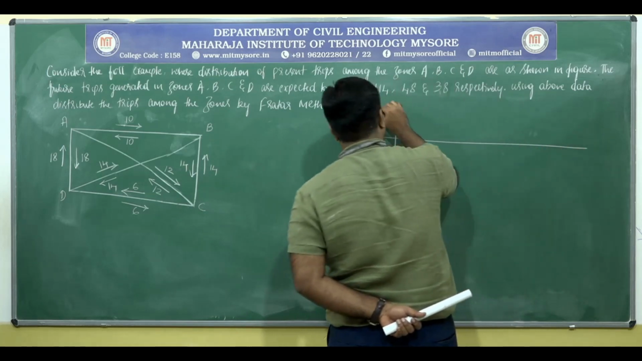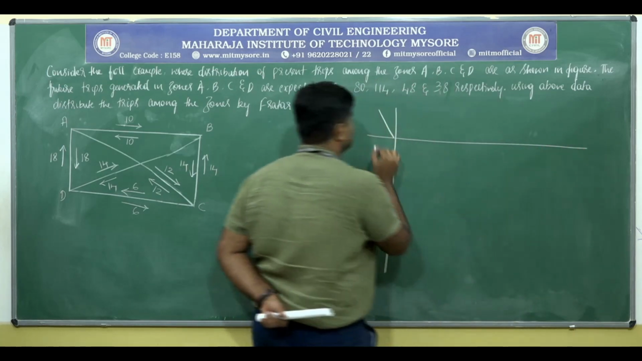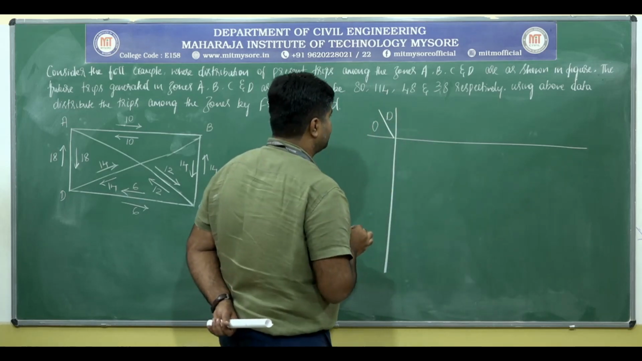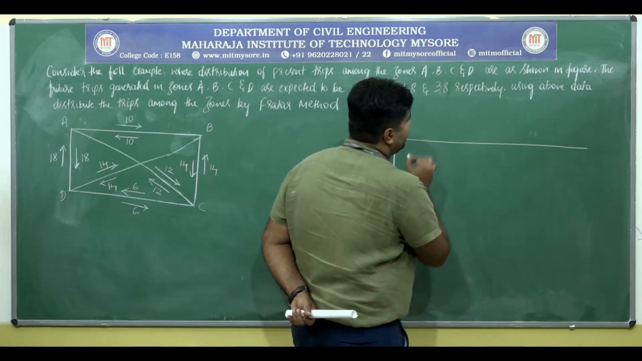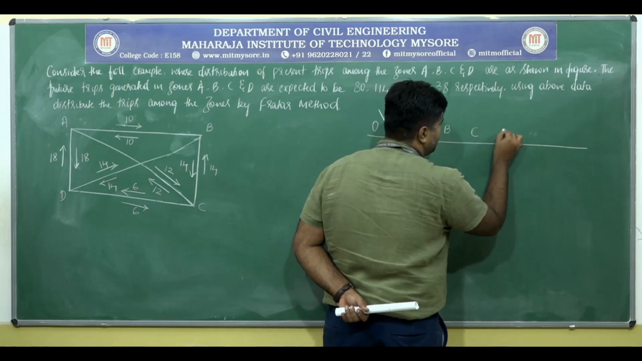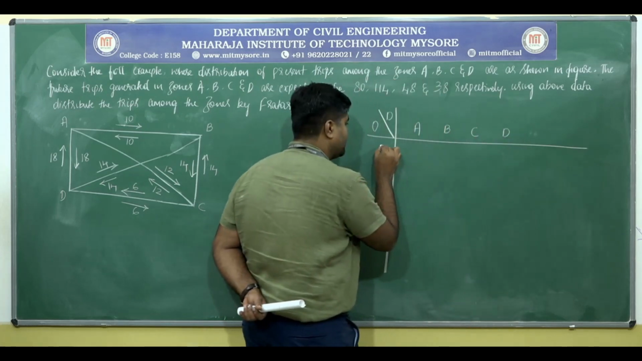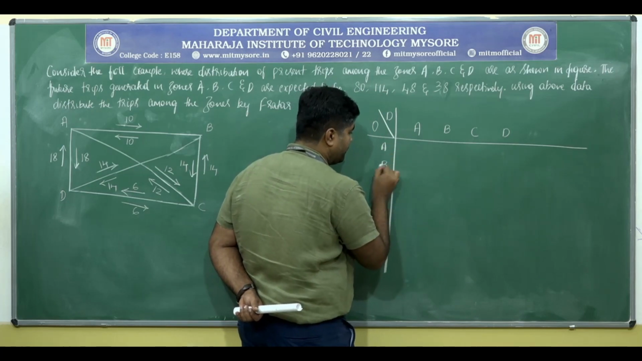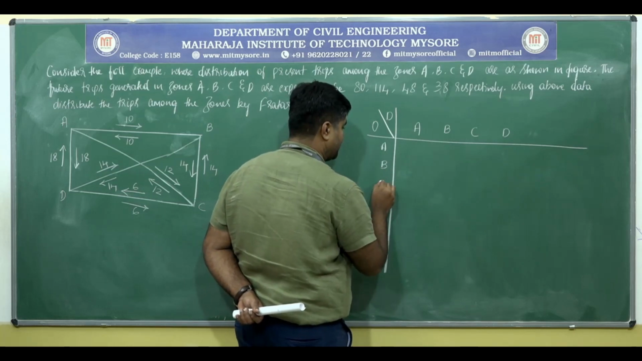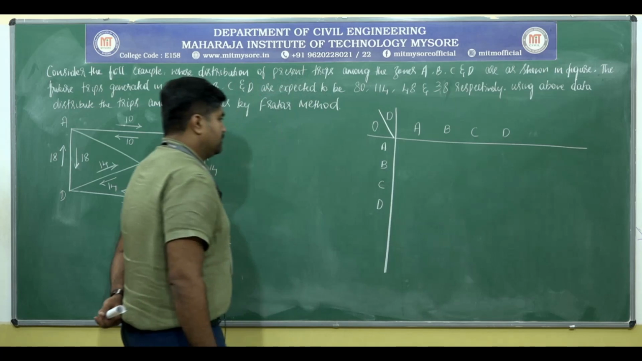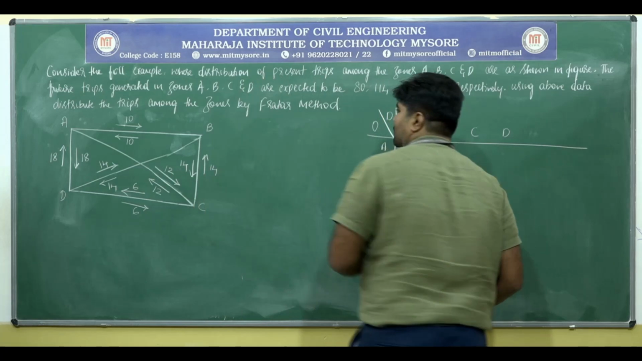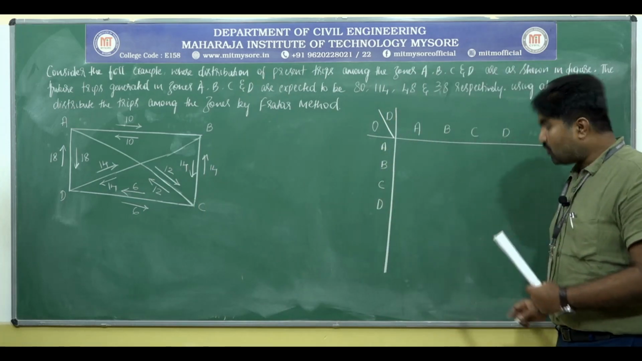Please take down the diagram. This is origin, destination. We have trips between A, B, C, D. After taking this, follow me here. Using that diagram, we have to plot the OD matrix.